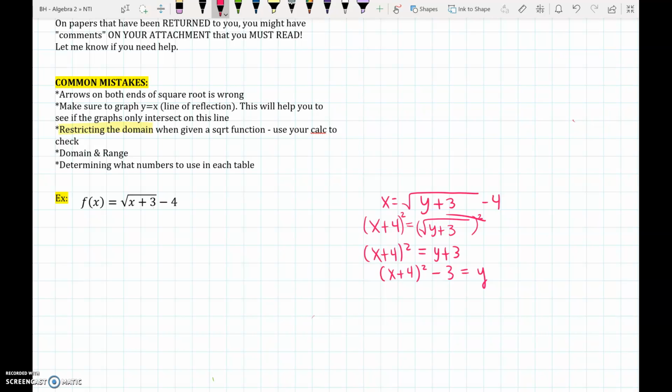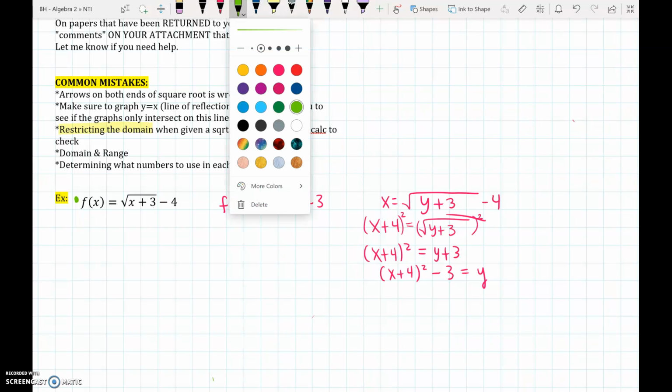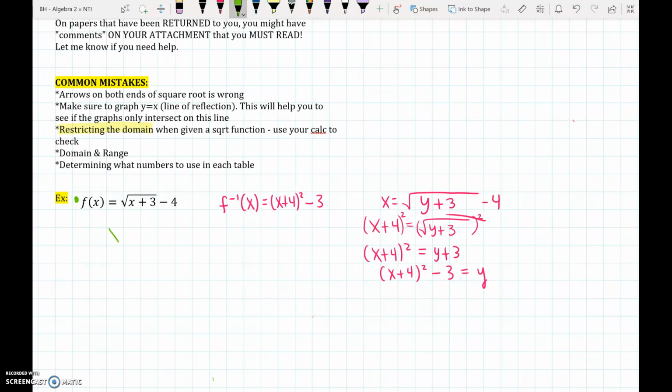So when we go to write the inverse, make sure you use the correct notation. Okay, so everything I do with the inverse will be in pink. Everything I do with the original function will be in green. So let's go ahead and create our table.